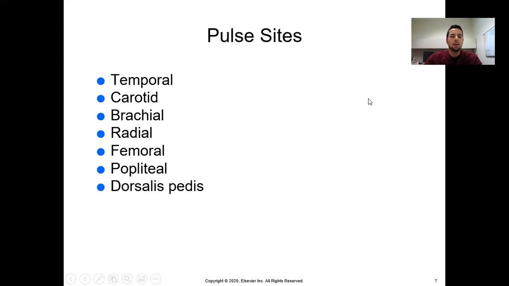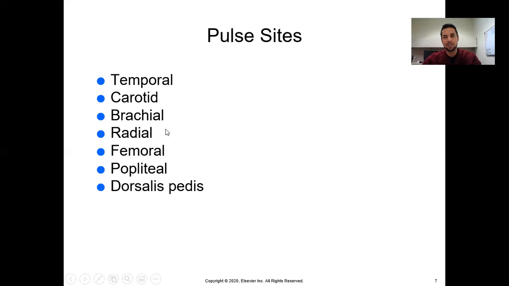Femoral, which is in the thigh, that one's a little bit harder to feel. Popliteal, that one's behind the knee. That one's not too difficult. And then we have the dorsalis pedis, which is on top of the foot, okay? But generally, we're going to be taking the pulse on the radial artery.